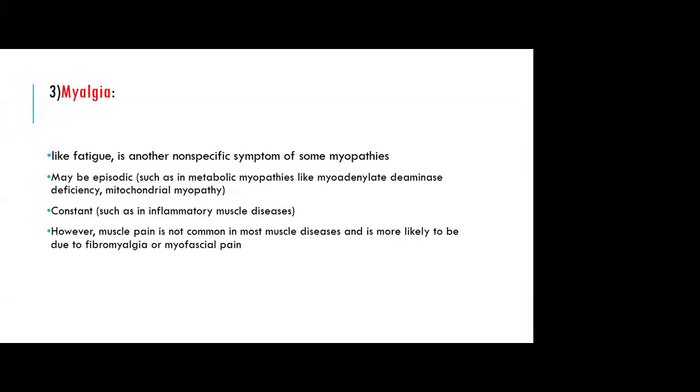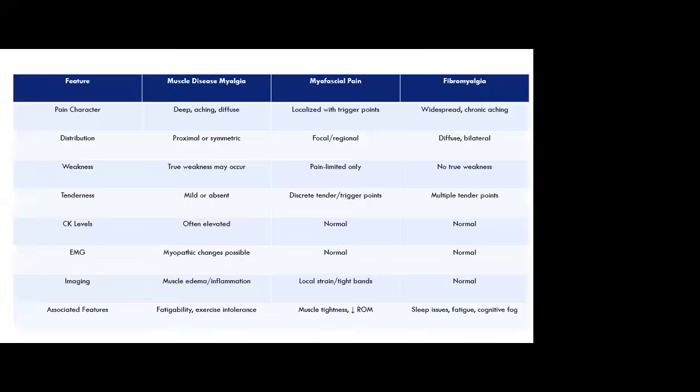Coming to the next symptom, myalgia is another non-specific symptom of some myopathies. It may be episodic, such as in some metabolic myopathies like myoadenylate deaminase (MAD) deficiency or mitochondrial myopathies, or it can be constant, such as in inflammatory muscle disorders. However, muscle pain is not the most common symptom in muscle disorders and is likely to be due to fibromyalgia or myofascial pain. Since the patient comes with non-specific symptoms, and fibromyalgia and myofascial pain are most common, how do we differentiate them from the muscle disease myalgia?